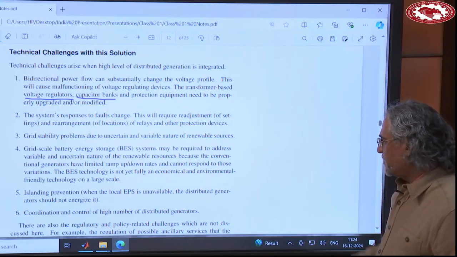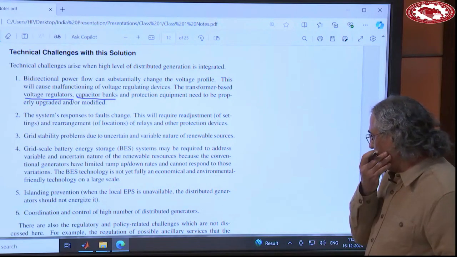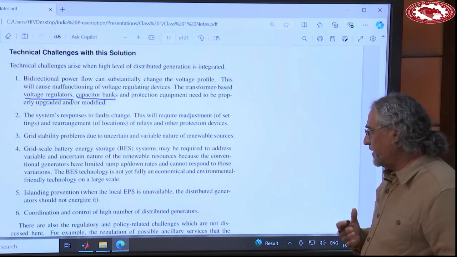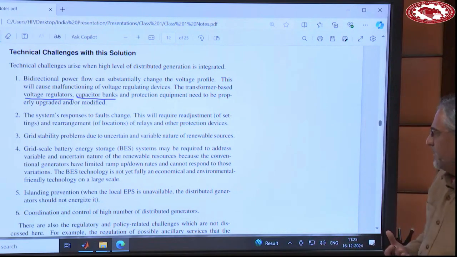Another aspect, number 3 here, is grid stability problems. What do we mean here? What grid stability problems? Again, just look at, for instance, AC is easier to see. It is an AC power system.